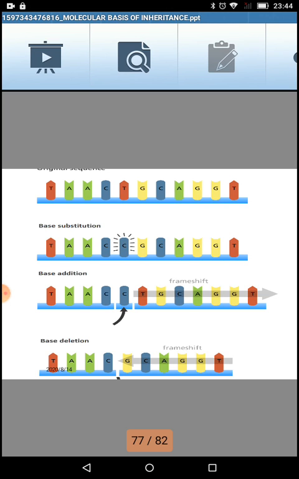Same thing will be happening if you delete a base pair. If you delete three base pairs in one go, only one thing will happen: that particular amino acid which was going to be coded by those three base pairs, the triplet, will not be coded. But if you delete, or because of the mutation, if one base pair is deleted.